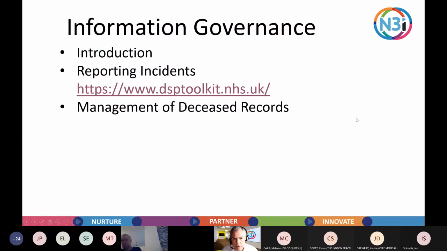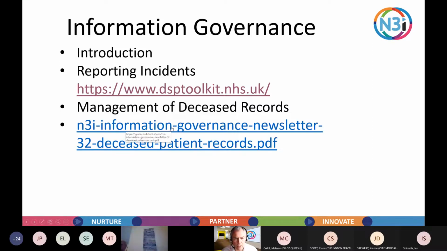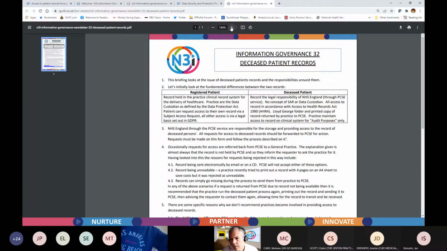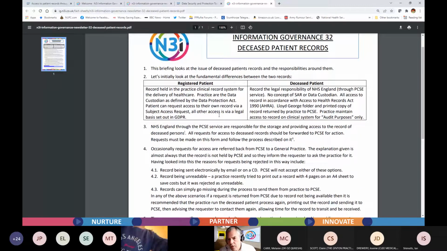Excellent. So another one keeps coming up. It's a perennial thing, has been for a couple of years. Management of deceased records. This is a good news story, guys. There's a fact sheet here, which I'll very quickly bring up and show you the detail of. This is a fact sheet I produced.